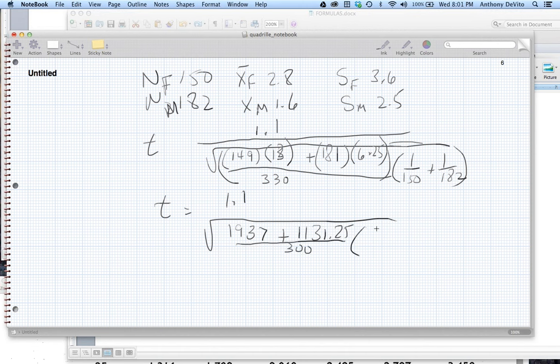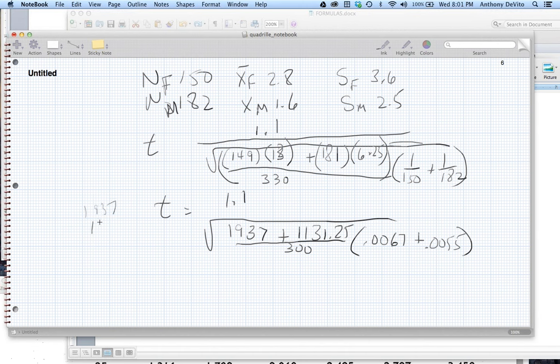Times, what is 1 over 150? 1 divided by 150. I want to get my calculator here too. Okay, I'm going to call it 0.0067, plus 1 over 182, which is 0.0055. Okay, good enough. All right, so now let's add this together.